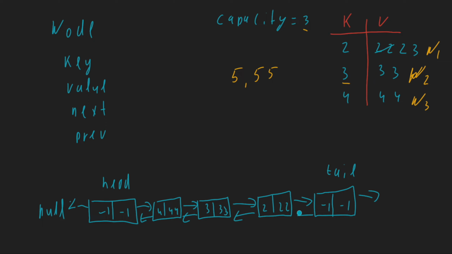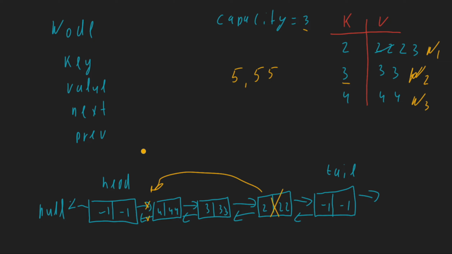Okay, so what happens next? What happens next is we are calling our put function one more time, and we are adding 2 and 23, right, with the updated value. So what we do here is we are removing the pointer for 2 and 22, and we are moving that to the head of our linked list, a doubly linked list.